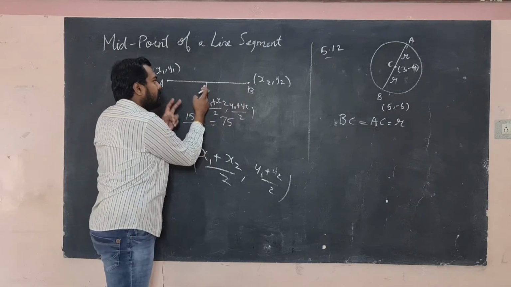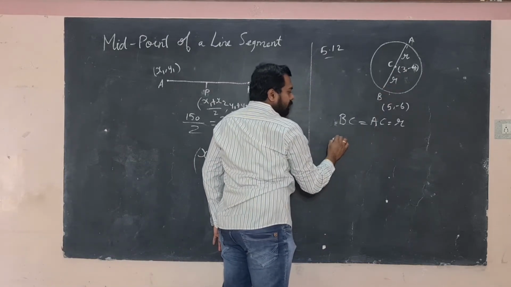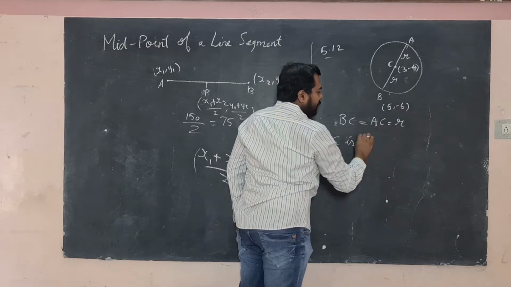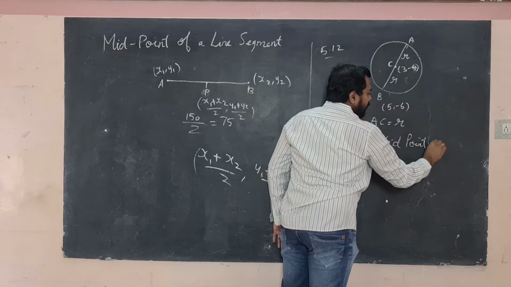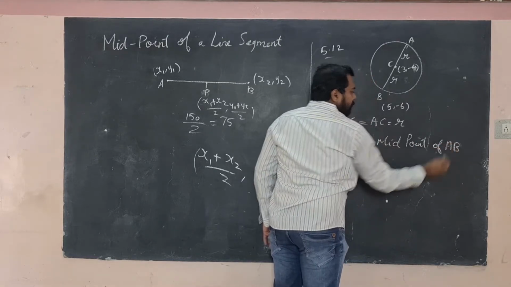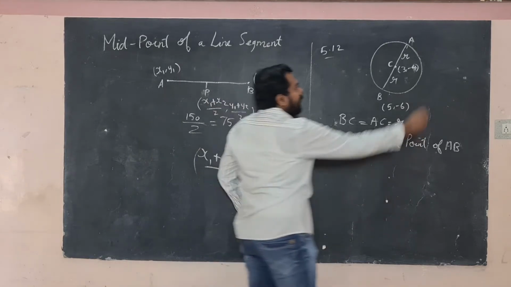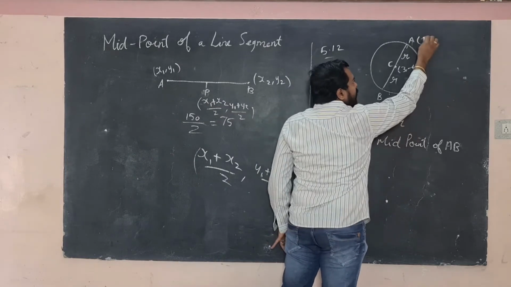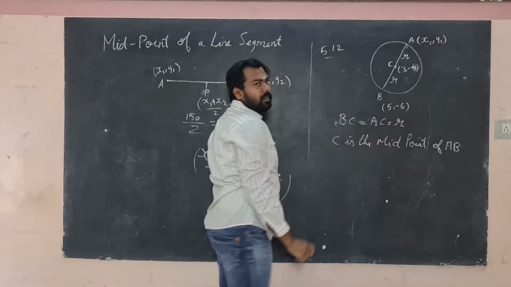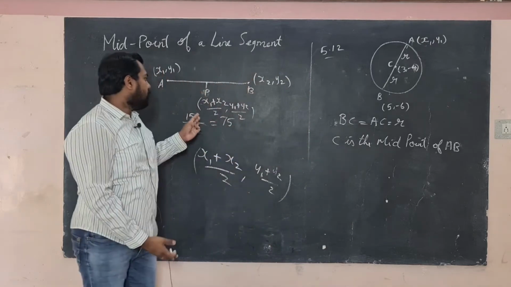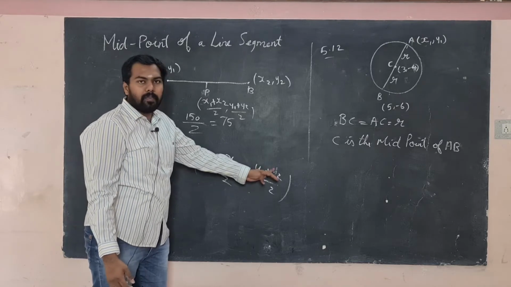So we know that C is the midpoint of what? AB. C is the midpoint of AB. Now A is not given, we are asked to find it. So I assume it as x1, y1. What is the formula for finding the midpoint? It is x1 plus x2 by 2, y1 plus y2 by 2.